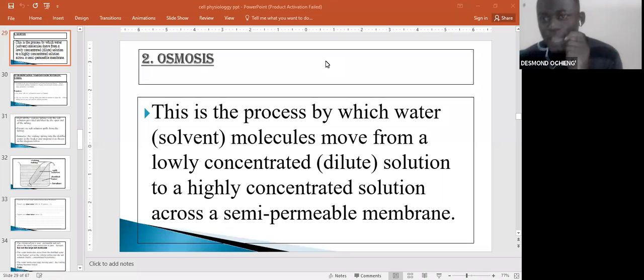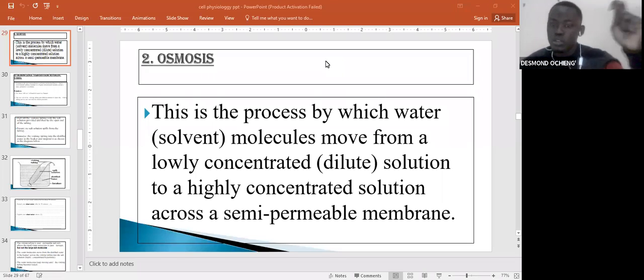We can define osmosis as the movement of water or solvent molecules from a region of their high concentration to a region of their low concentration across a semi-permeable membrane, or it can be simply defined, as you can see on my screen, as the process by which water or solvent molecules move from a lowly concentrated or dilute solution to a highly concentrated solution across a semi-permeable membrane.